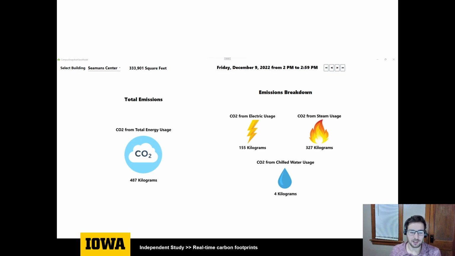But so this is the dashboard we built, and the idea being that it was a good way to engage the community on sustainability. So we could do things like display this dashboard in real time at these buildings, just to raise awareness on the carbon impact of our facilities.